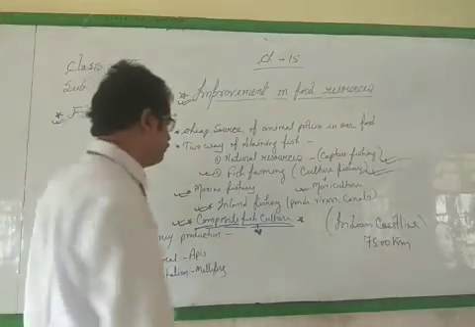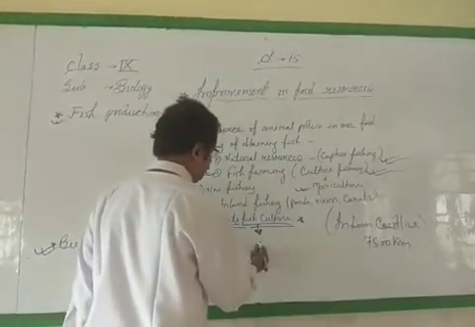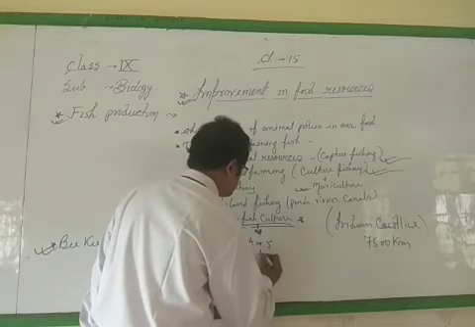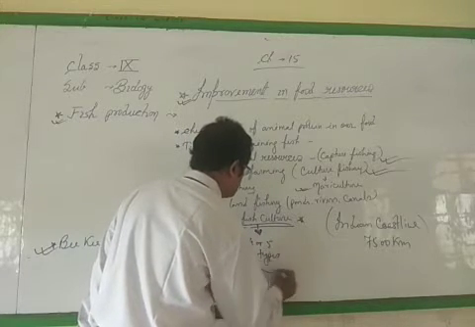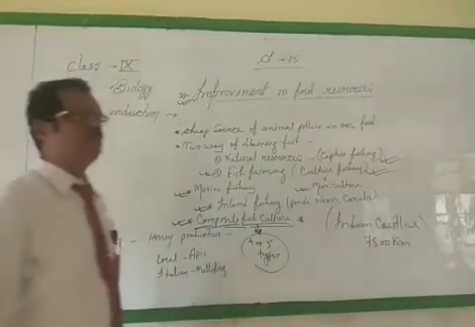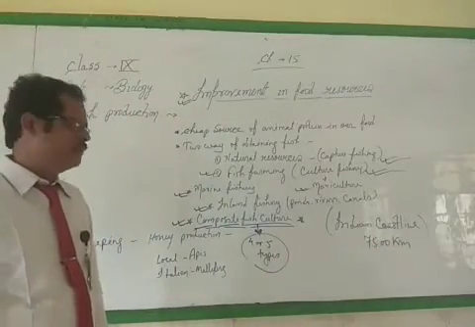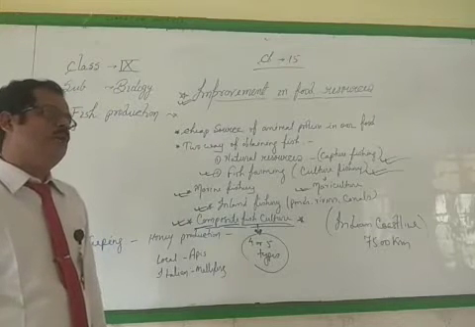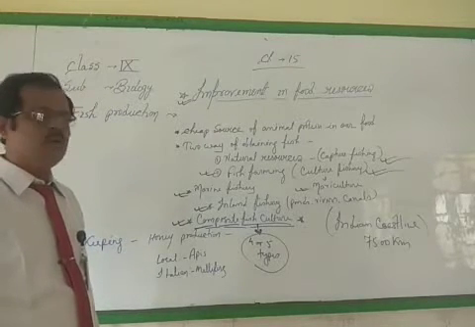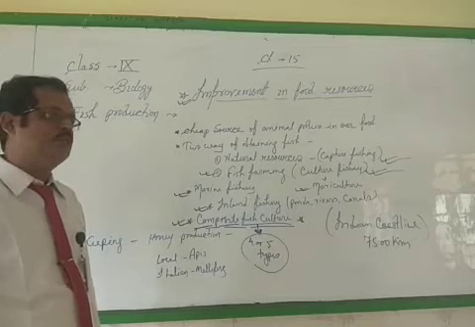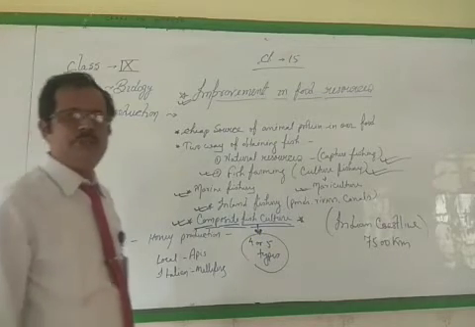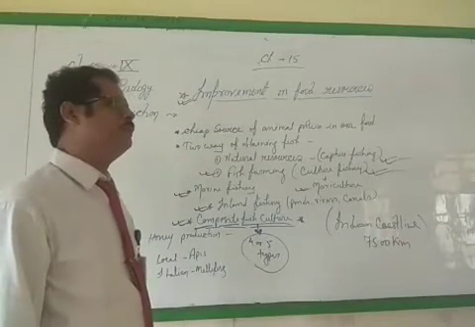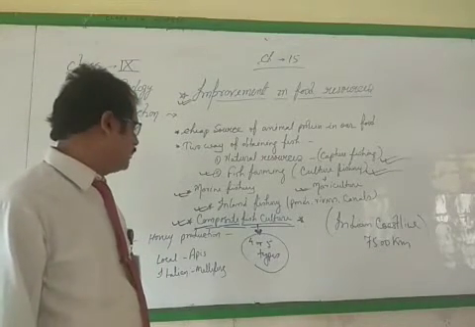In this type of fish culture, four or five types of fishes are reared in the same pond at the same time, and they grow rapidly, and at the same time we gain various types of fishes in an easy way. This type of culture is called composite fish culture. And what is the method of this type of culture?